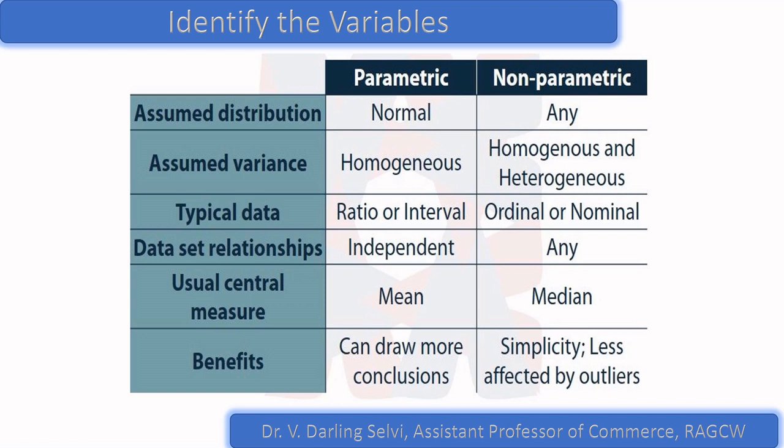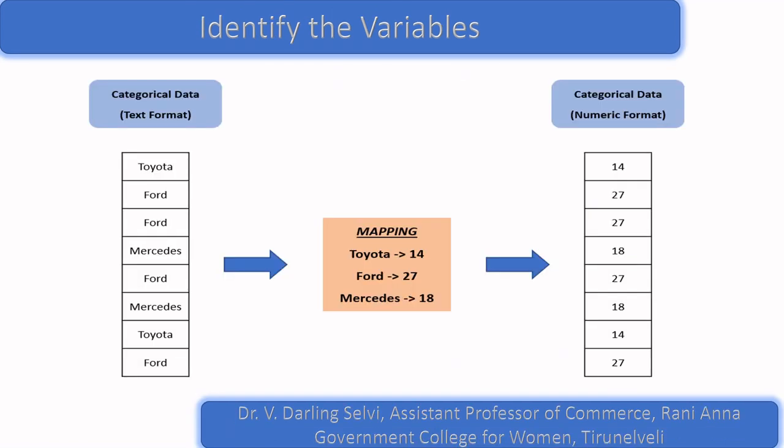And then data set relationship. Parametric is independent, non-parametric can accommodate both. Then the usual central measure: parametric, mean; non-parametric, mean. So that is the basic criteria of statistics. Then with regards to the benefits of parametric, it can draw more conclusions. So we can saturate the data, we can give conclusions. And in the case of non-parametric data, it is very simple, less affected by outliers.